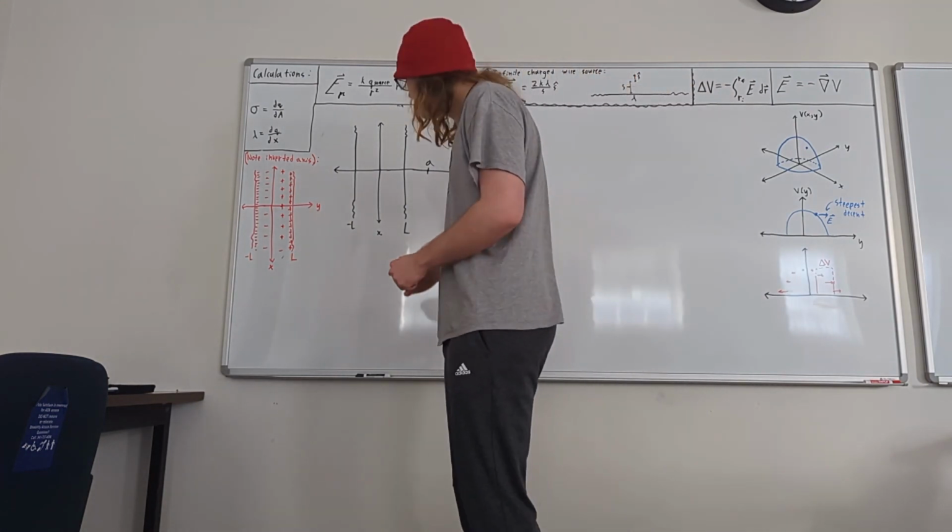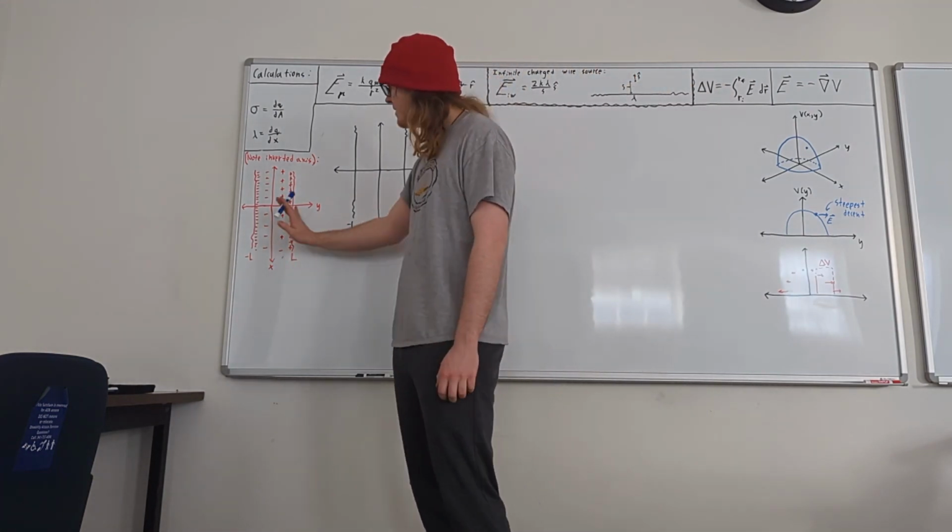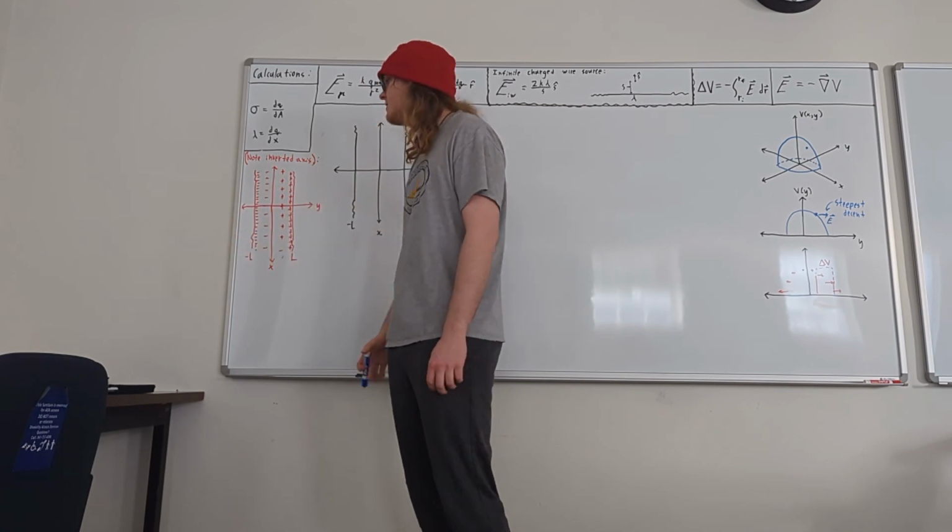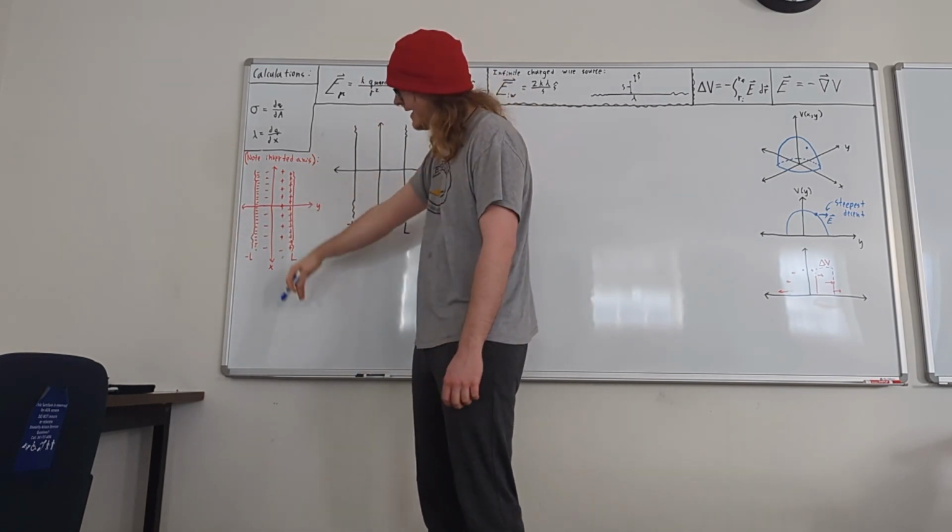So to start off, we know that from our initial setup, we're going to have some positive charge on this side of the wire and some negative charge on this side of the wire, where the y-axis is pointing this way and the x-axis is pointing this way.